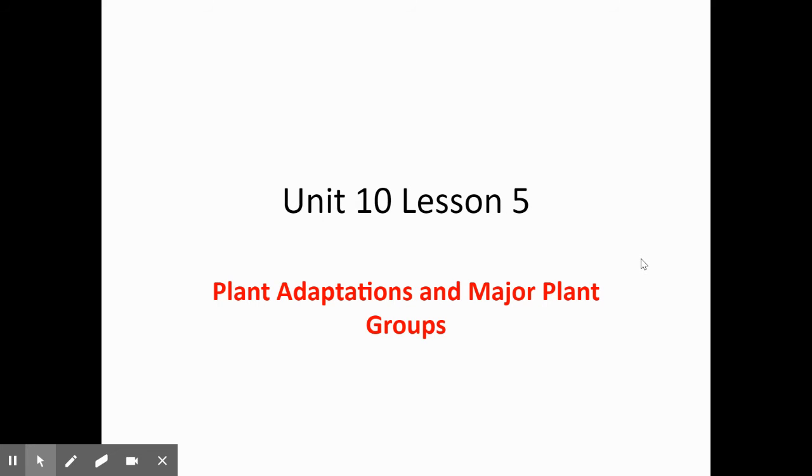Mallard here, and this lesson, Unit 10, Lesson 5, is going to cover plant adaptations and the four major plant groups. So by the end of this lesson, you should be able to tell me what the four major plant groups are, examples of plants that would fall in those categories, and some of the adaptations that have allowed those plants to survive as well.